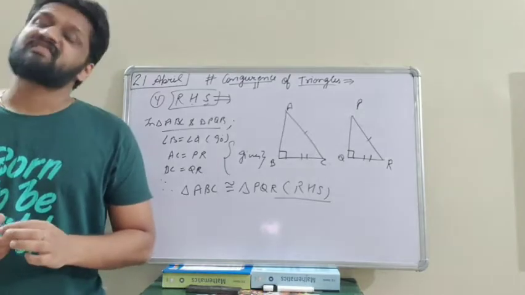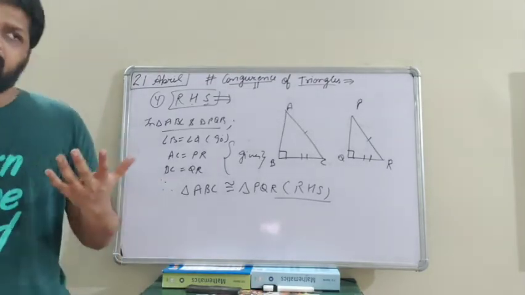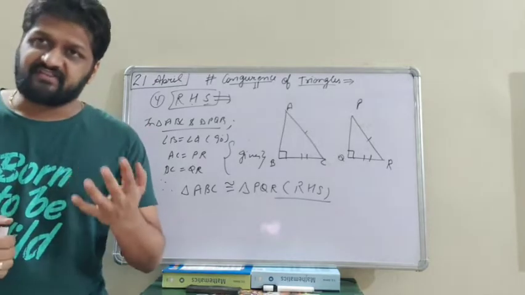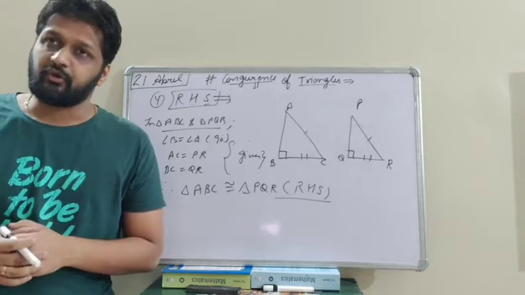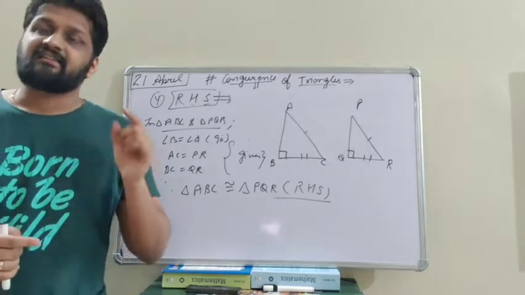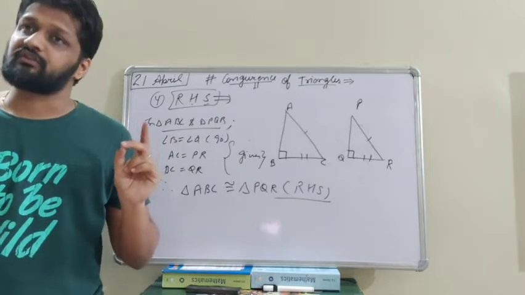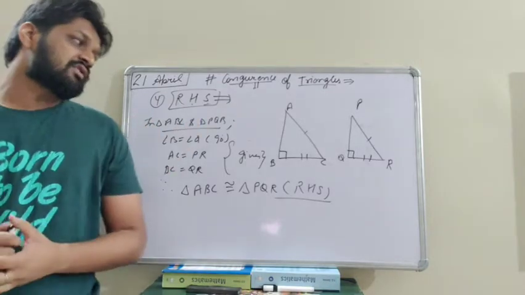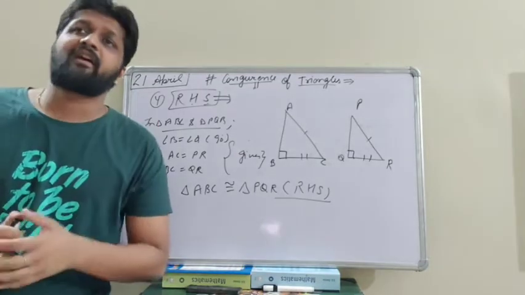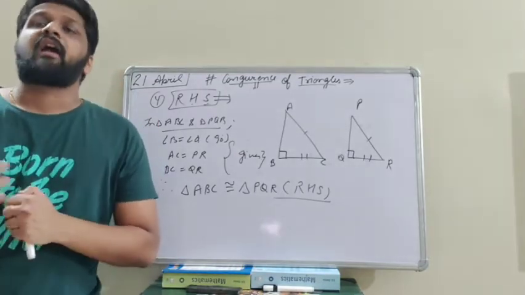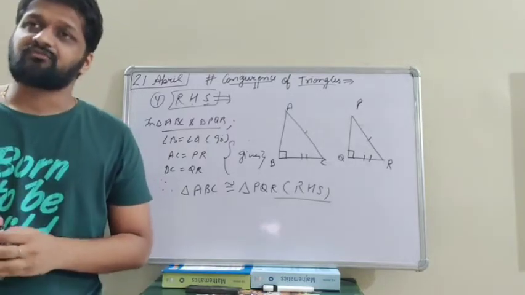So far we have discussed the introduction of congruence of triangles. Then we have also discussed the basic four criteria by which we can say that two triangles are congruent to each other, that is side side side, side angle side, angle side angle, and right angle hypotenuse side. So these are the four criteria. You have to remember all these criteria, write them down, and practice more and more. In the next video we will start the questions from the NCERT. Thank you.